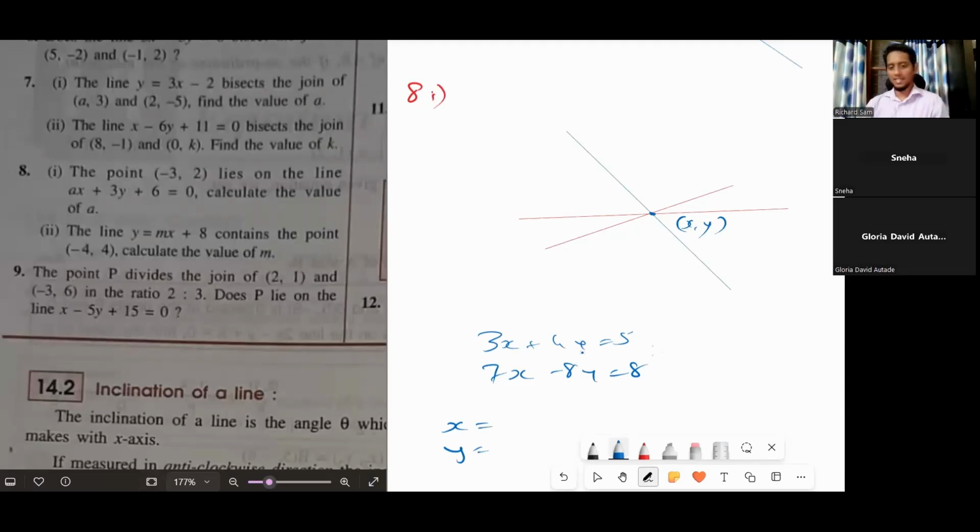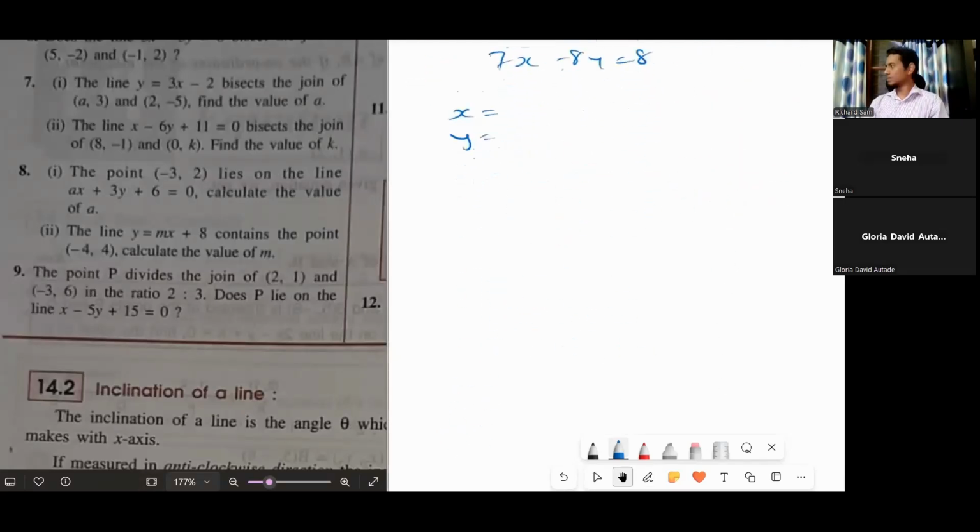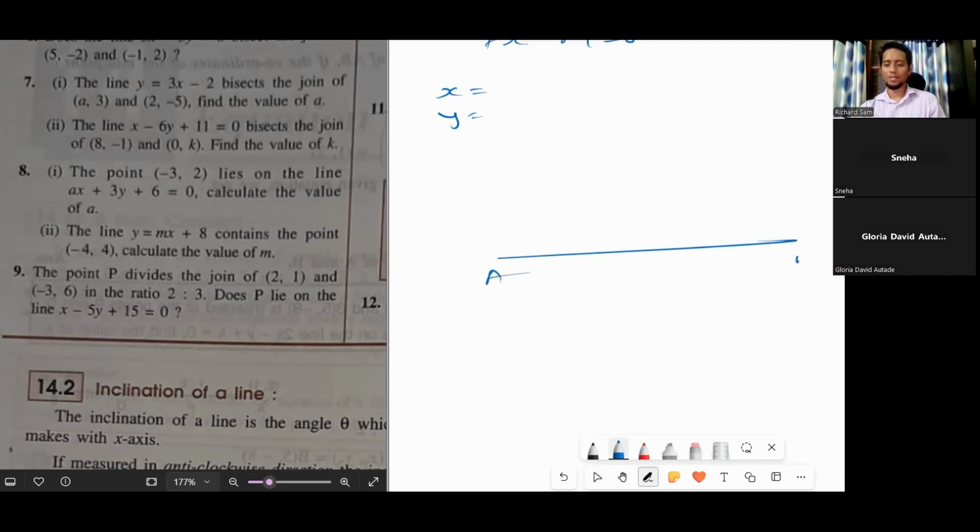See, there's a line. Let me draw this. Always draw, okay? If you don't understand the question, just draw it. The point P divides the join of this and this. Okay, there are two points. We'll call them A and B. And they're saying the point P divides this line in the ratio 2 is to 3. Then they're asking you, does this point P lie on this line?